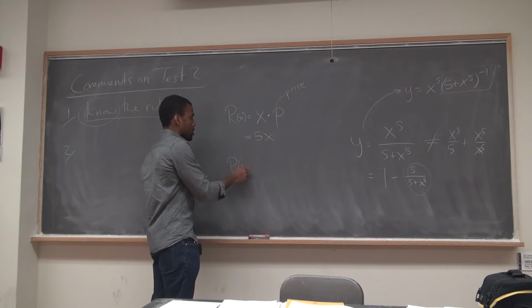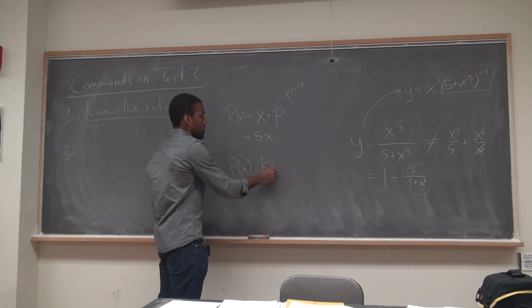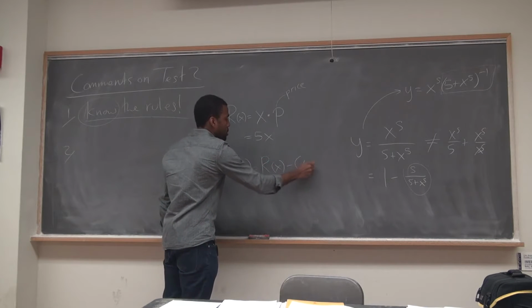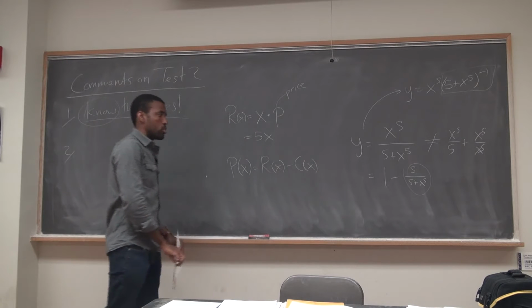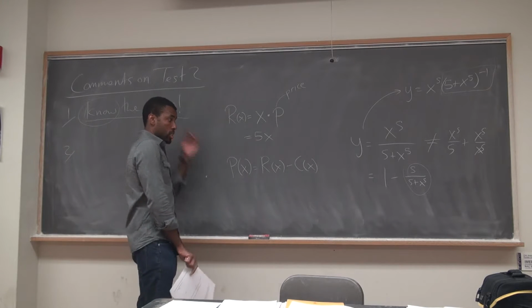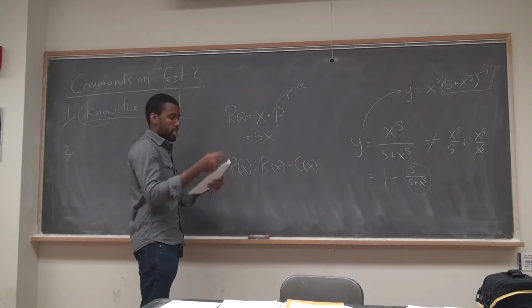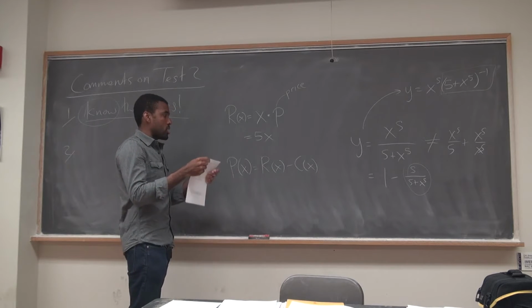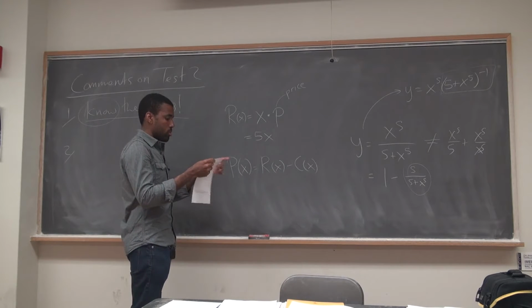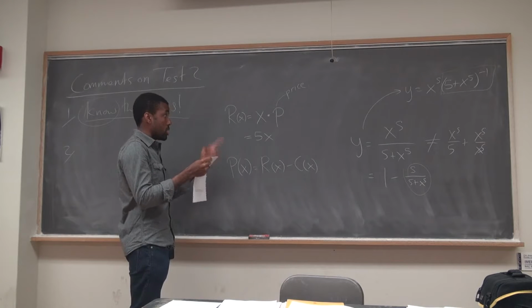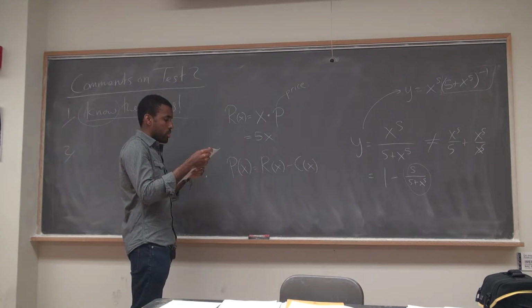Your profit function would just be the revenue function minus your costs, right? Profit is how much money you make when you subtract your costs. So it's just going to be 5x minus the function I gave you. And of course, for the marginals, you just differentiate the two. C prime would be the marginal cost, and R prime will be the marginal revenue.